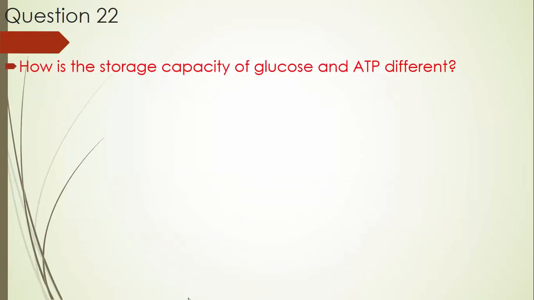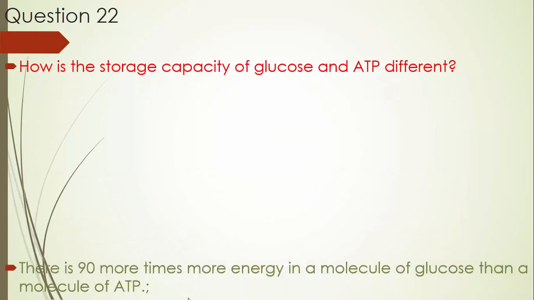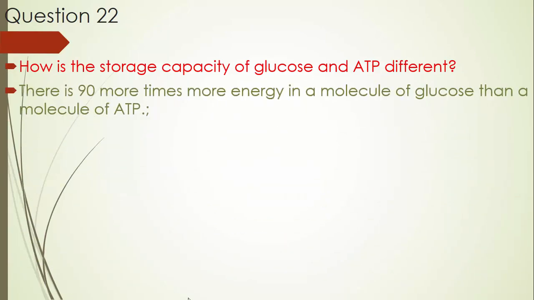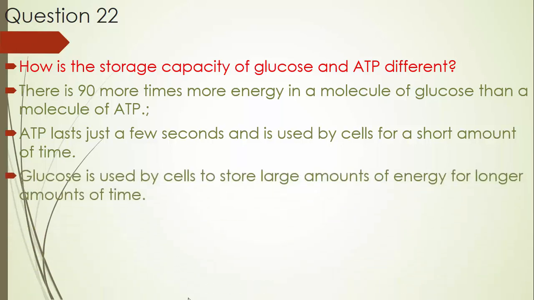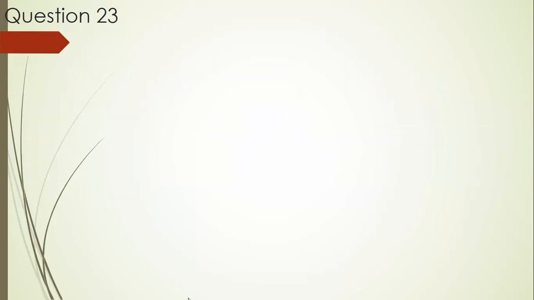Number 22, how is the storage capacity of glucose and ATP different? Well, there's 90 times more energy in a molecule of glucose than a molecule of ATP. Should be no semicolon there, just a period. ATP lasts just a few seconds and is used by cells for a short amount of time, and that's because it only lasts for a few seconds. Glucose is used by cells to store large amounts of energy for longer amounts of time because glucose can last for a very long time and it has 90 times more energy than a molecule of ATP.